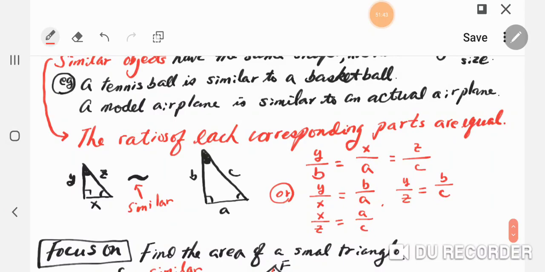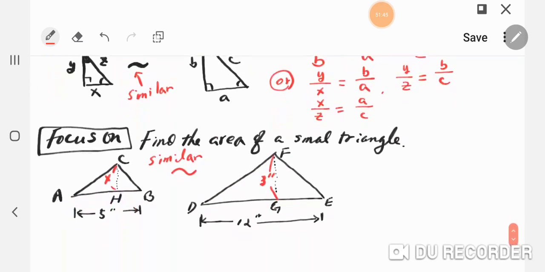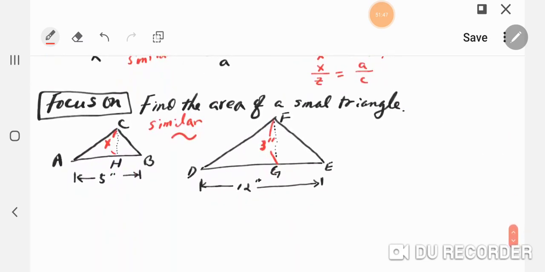Okay, so let's try this focus question. Find the area of the smaller triangle. And these two triangles are similar. Let's say these two are similar. Then we can use this one. We want to find the area of the smaller triangle.